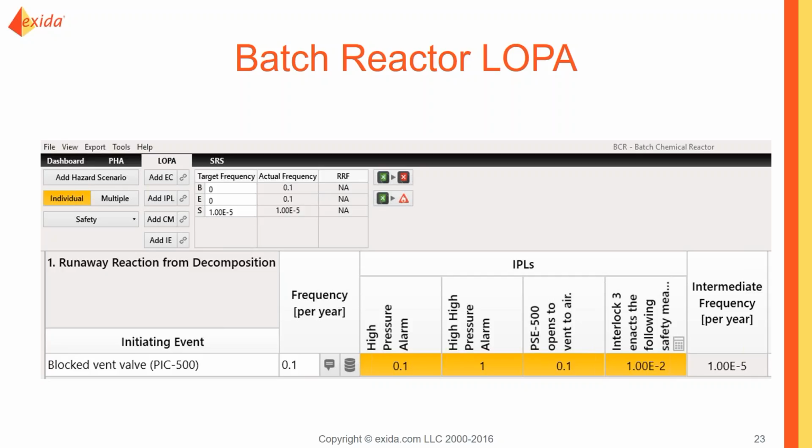You see at the top we have a target frequency and an actual frequency. We got this by assigning a frequency to the initiating event and assigning probability of failure on demand to each IPL. This calculates an actual frequency, which we want to match our target frequency. In this case, interlock 3, we've actually calculated the PFD so that it would match. So we know in that case what SIL level the SIF has to be at in order to design a safe system.